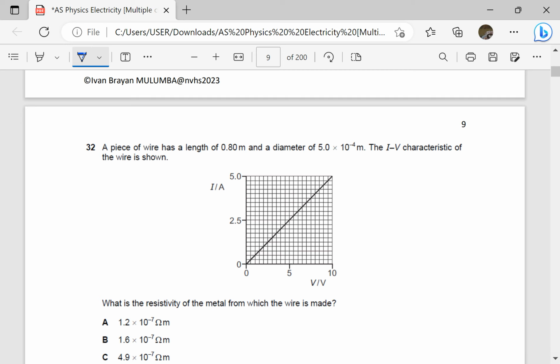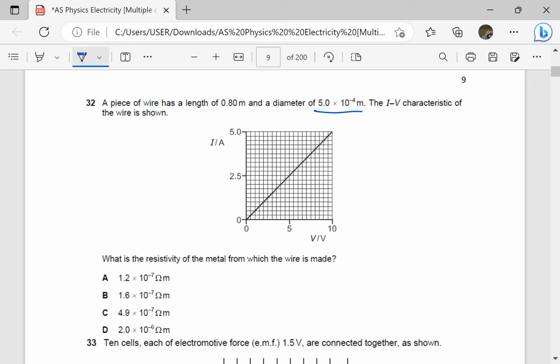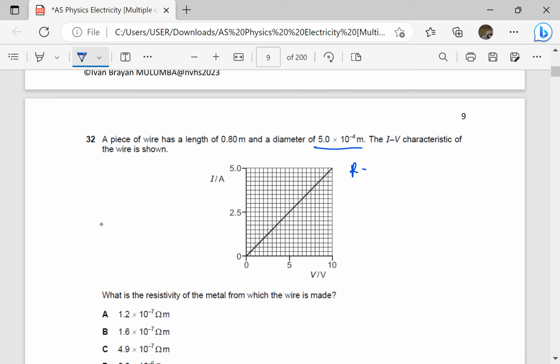A piece of wire has length 0.8 meters and diameter 5.0 times 10 power negative 4 meters. The IV characteristic of the wire is shown here. What is the resistivity of the metal from which the wire is made? Let's first find the resistance. Resistance is going to be equal to V over I, I'll just take full values. That is 10 divided by 5, which is 2 ohms.